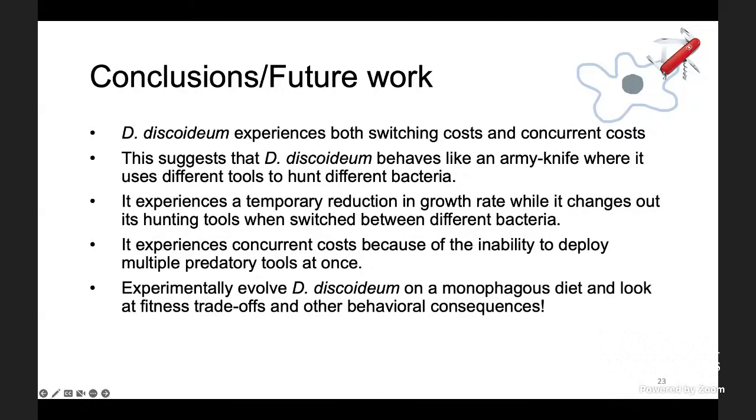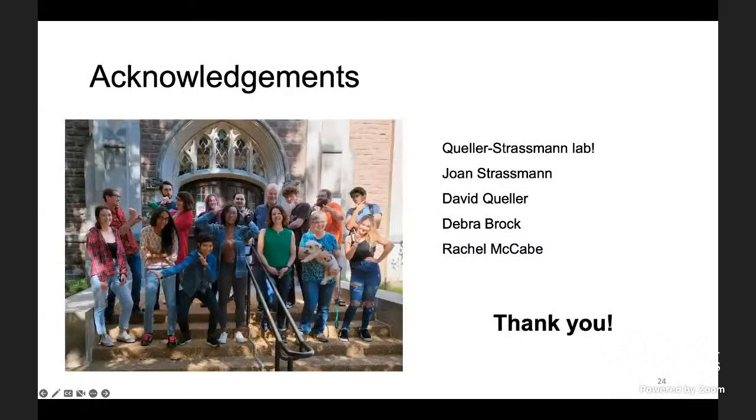My future plans are to experimentally evolve these Dicty on a monophagous diet and see what other fitness trade-offs or behavioral consequences there are. Yeah, that's my talk. I'd like to acknowledge the Queller Strassmann Lab, especially Joan and Dave, and Debbie for help with some of the switching cost experiment, and Rachel, my undergraduate mentee, for help with the concurrent cost experiment.